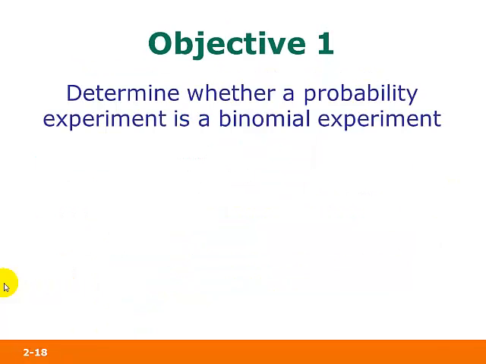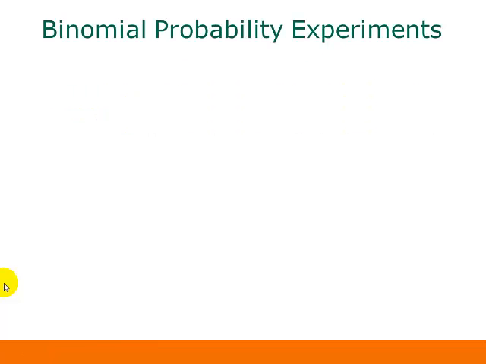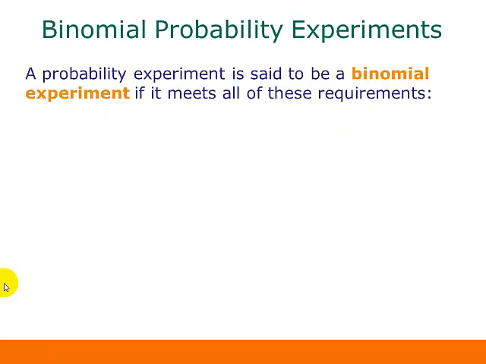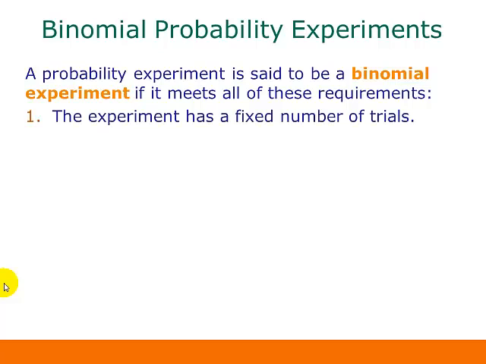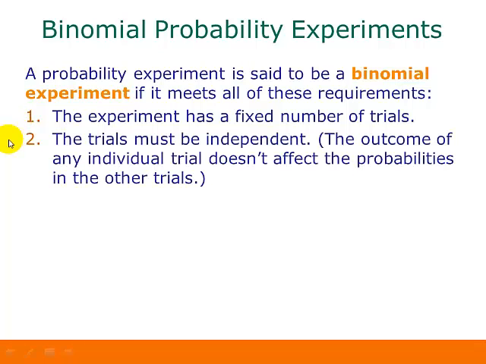Objective 1 is determine whether a probability experiment is a binomial experiment. So binomial probability experiments have to meet certain requirements. First, the experiment has a fixed number of trials. Second, the trials must be independent, which means the outcome of any individual trial doesn't affect the probabilities in the other trials.